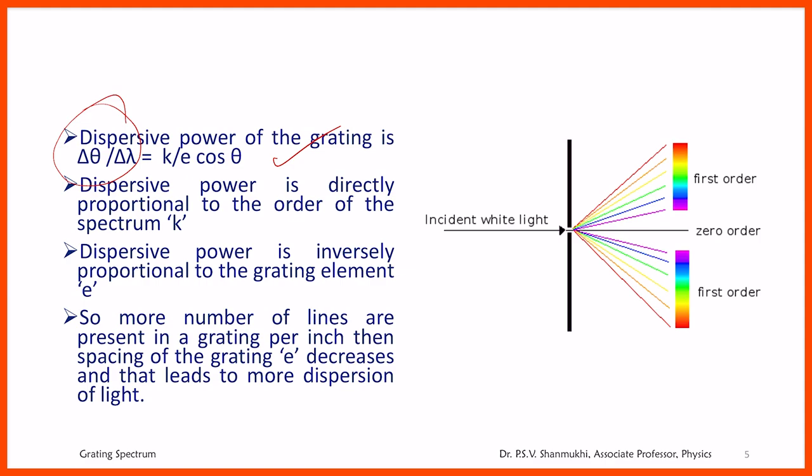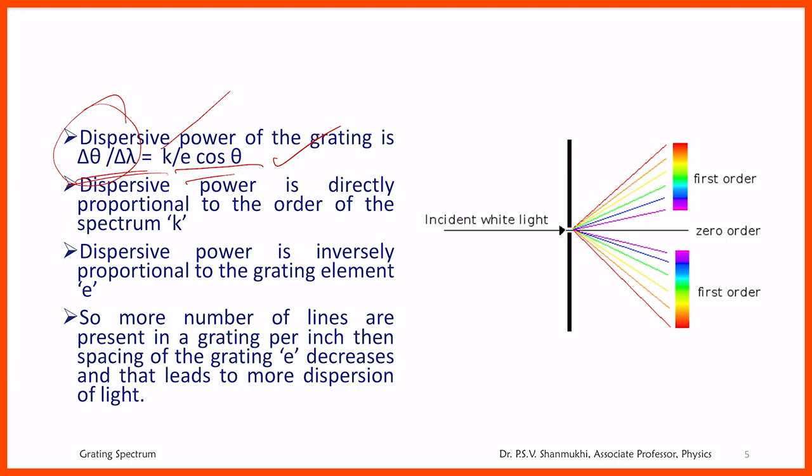This delta theta by delta lambda is called the dispersive power of the grating. How far the instrument deviates the wavelengths or disperses the colors, that is called the dispersive power of the instrument. Here the dispersive power delta theta by delta lambda is given by k by e cos theta. Here we can understand two interesting points. This dispersive power is directly proportional to k. K is the order of the spectrum, as I have just explained.